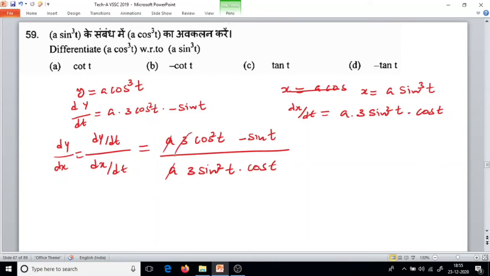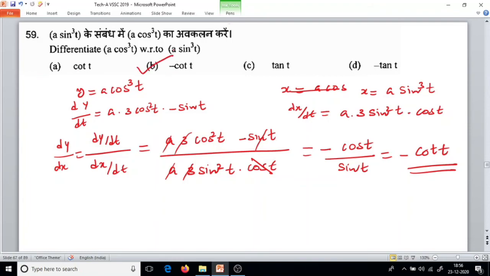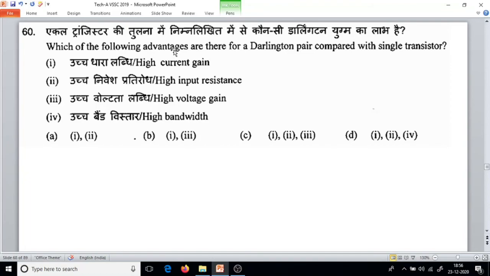A cancels, 3 cancels, and I'll take the minus outside. One cos and this cos go, so cos t will be left. Here this sine goes, so sin t will be left. What is cos by sine? That is cot. So minus cot t is the answer. So the answer is option B. This is the last question.